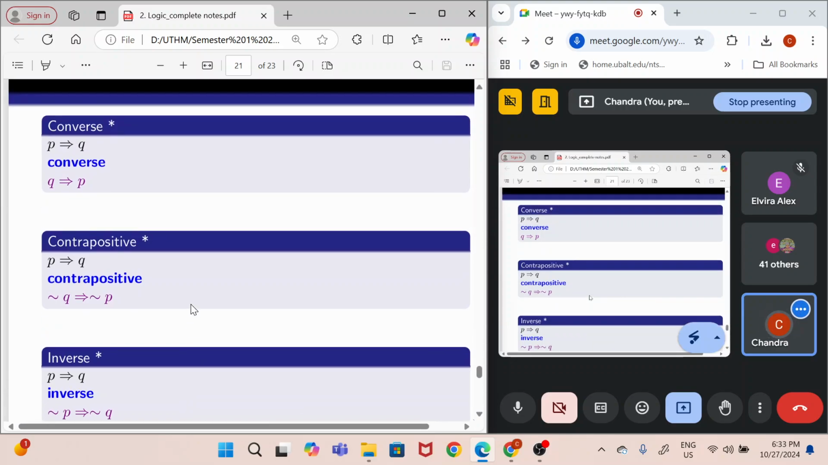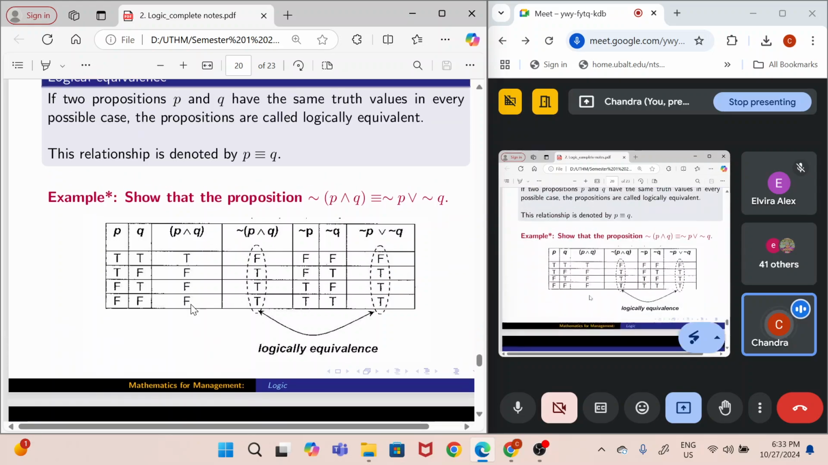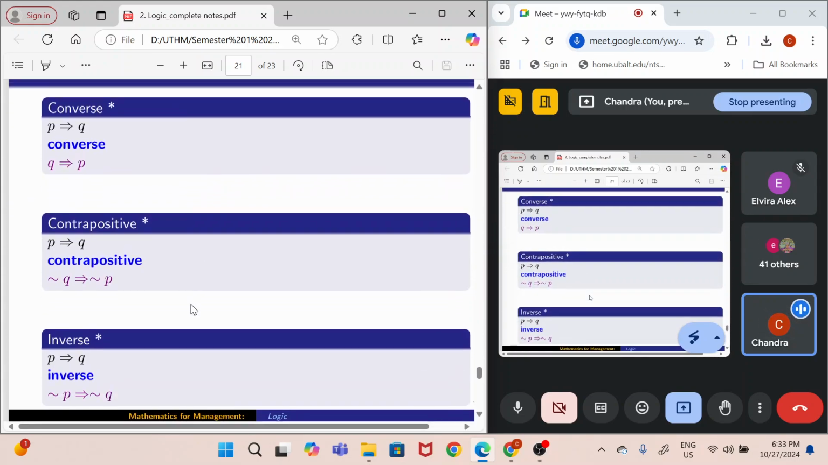Now we have three terminologies here. Converse. Converse means, P implies Q. If they ask you to write the converse, you write Q implies P. Contrapositive, P implies Q. You write something similar to converse, Q implies P, but you negate. You negate the thing.